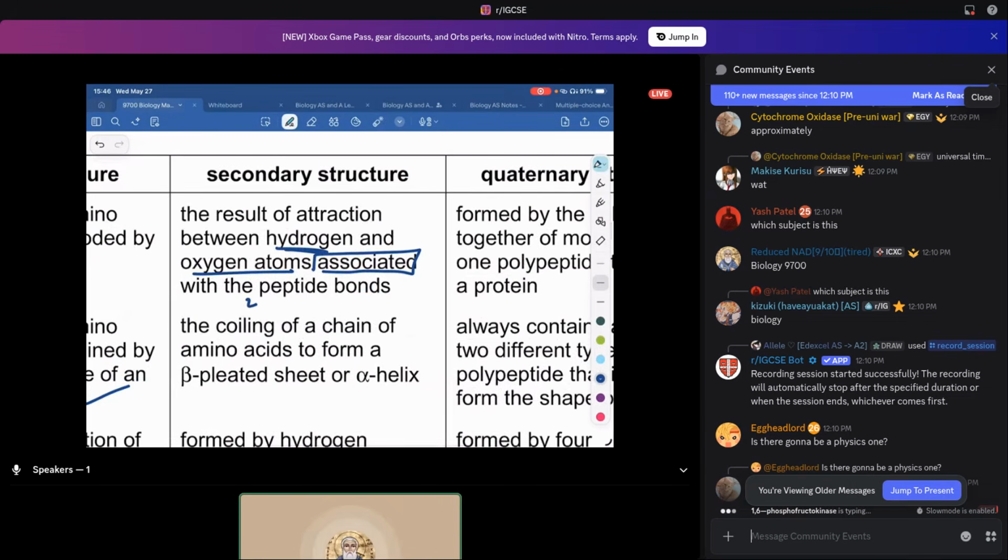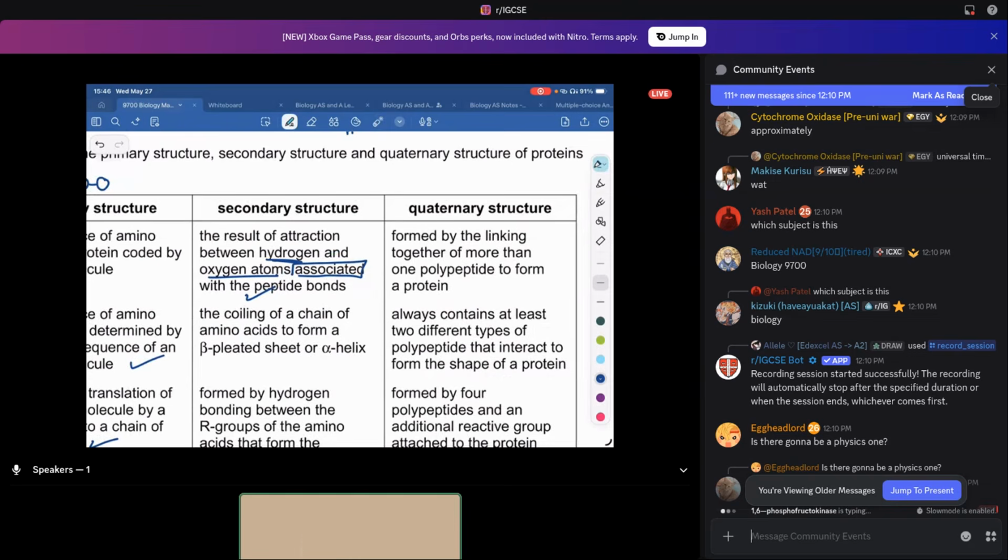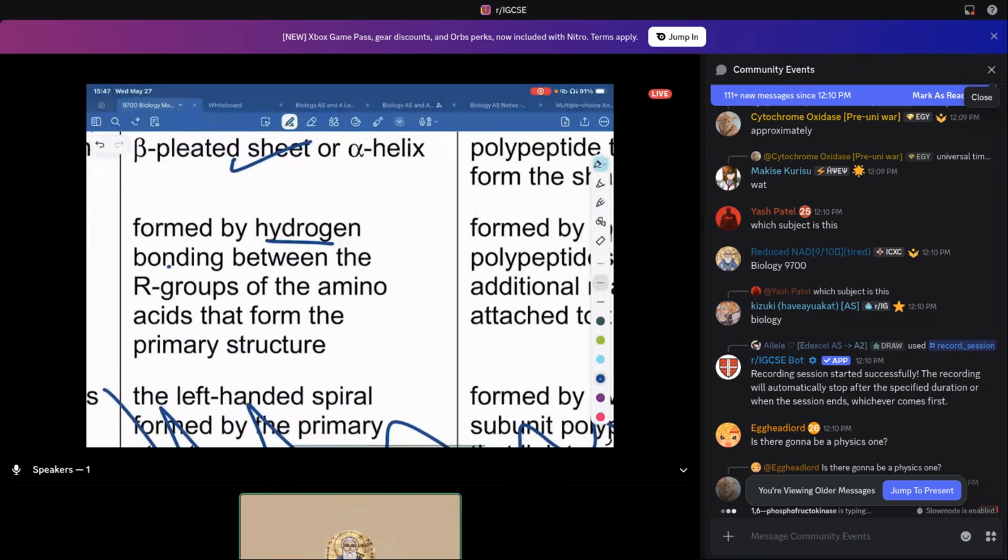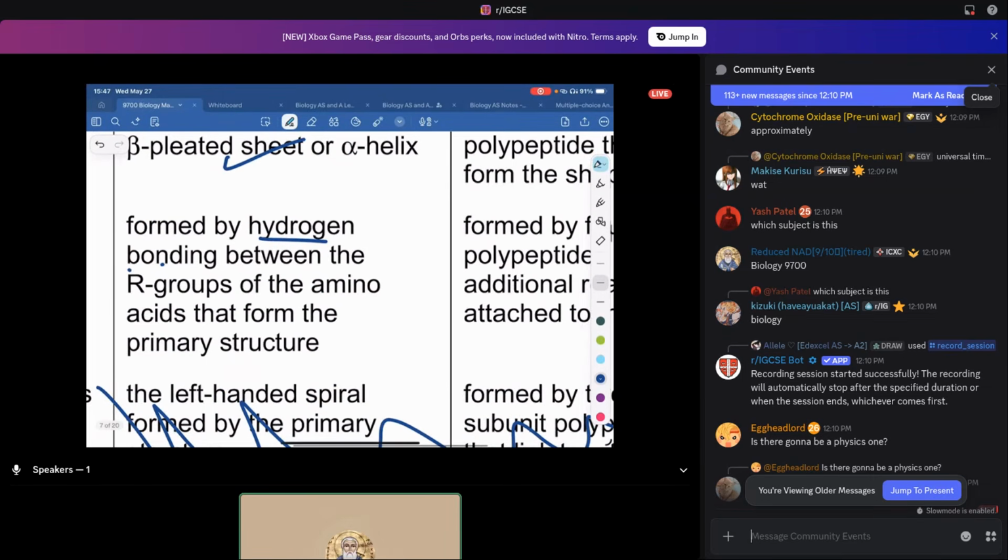But they are not in the peptide bond. So this is correct. And obviously, the secondary structure is the beta pleated sheet or the alpha helix. So this is correct. Formed by hydrogen bonding, yes. And so you're going to immediately assume, oh, it's correct. No, you read the question fully. Between R groups, absolutely not.